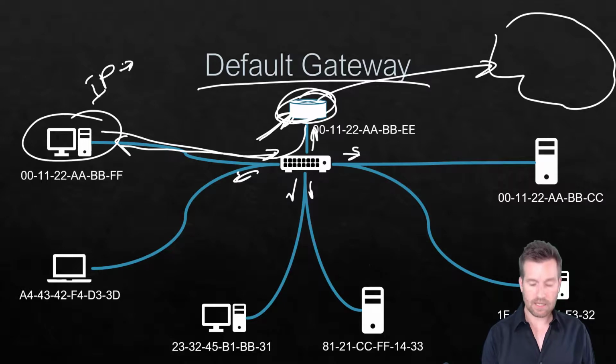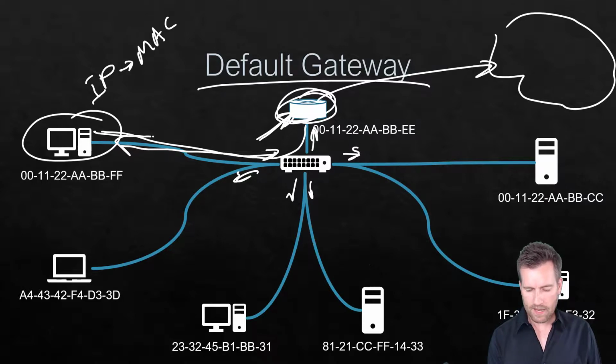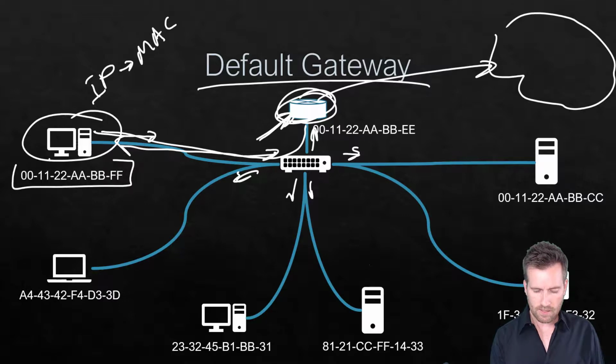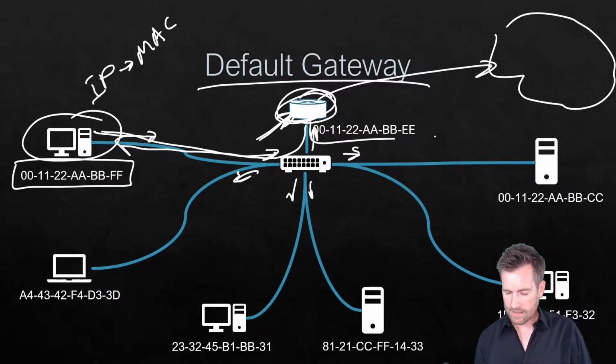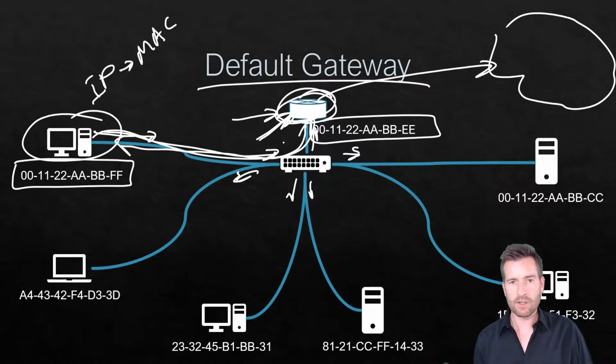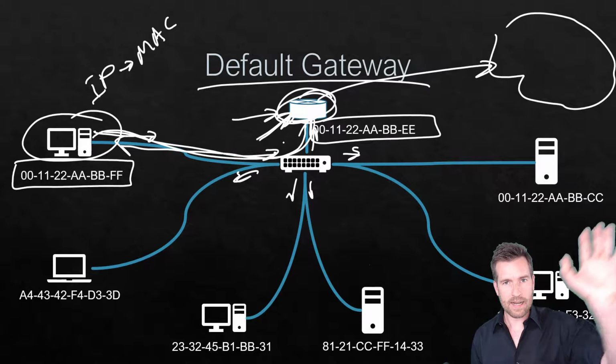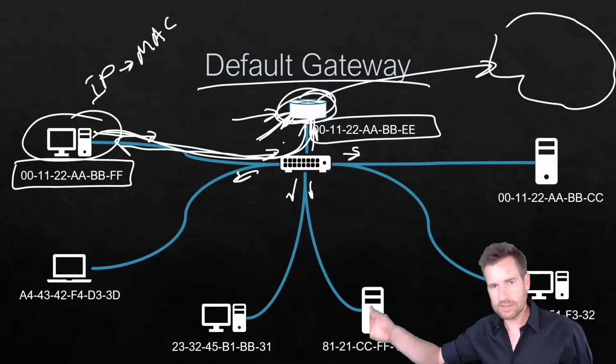Now this machine knows the MAC address of the default gateway, and it can then form an Ethernet frame, using the source MAC address of itself and the destination MAC address of the router. It sends it to that router, and then that router handles it as it goes externally outside of the network.